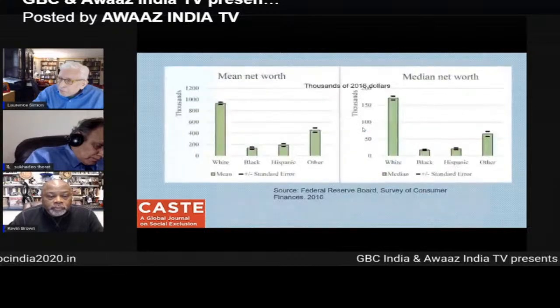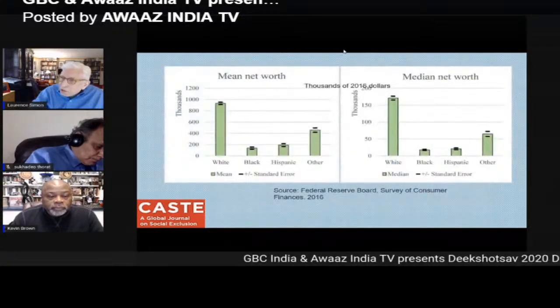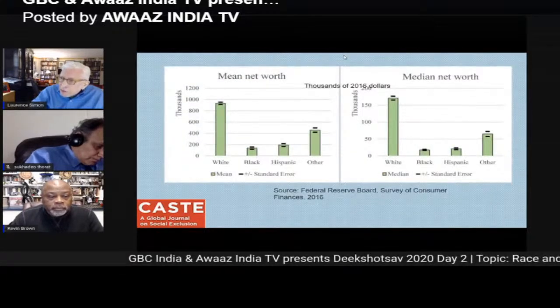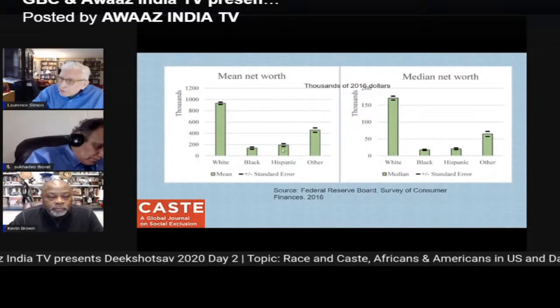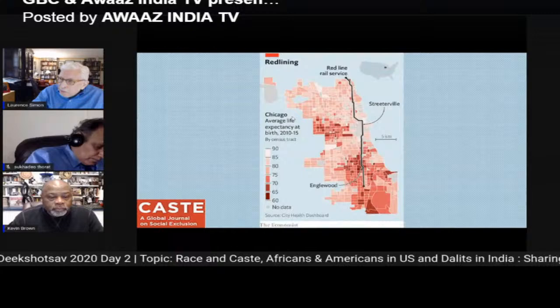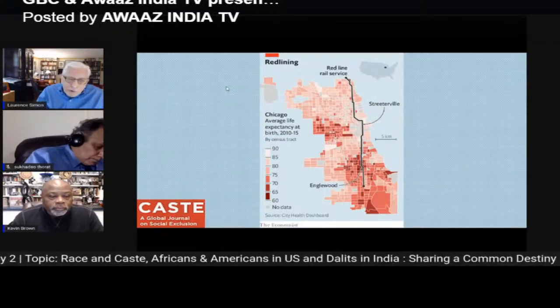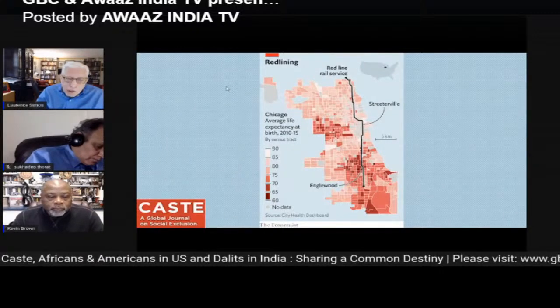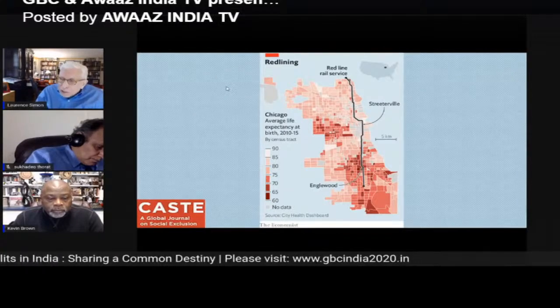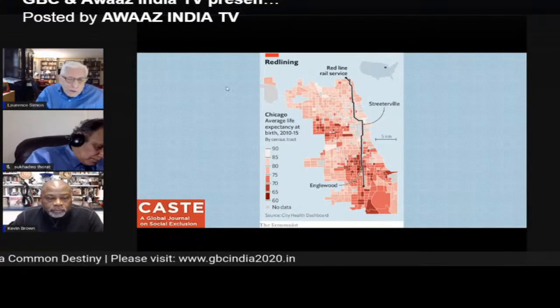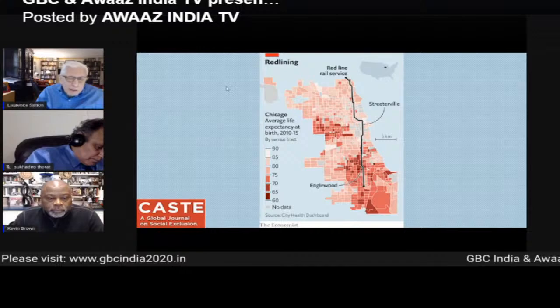Here is a similar way to present it in the mean net worth and median net worth, and again divided between white, Black, Hispanic, and other. But this is an important slide for us, I think, because this is the city of Chicago. This data was put together by New York University, by one of their medical institutes.